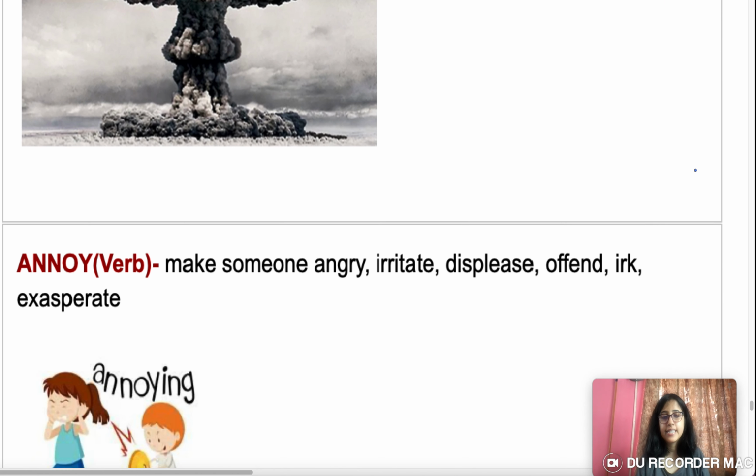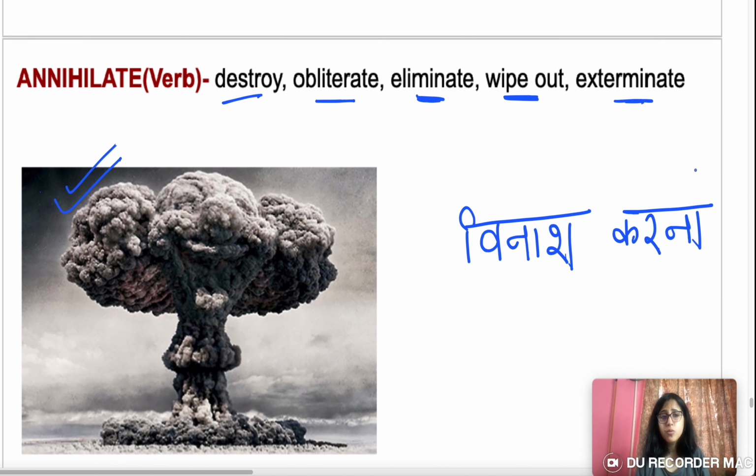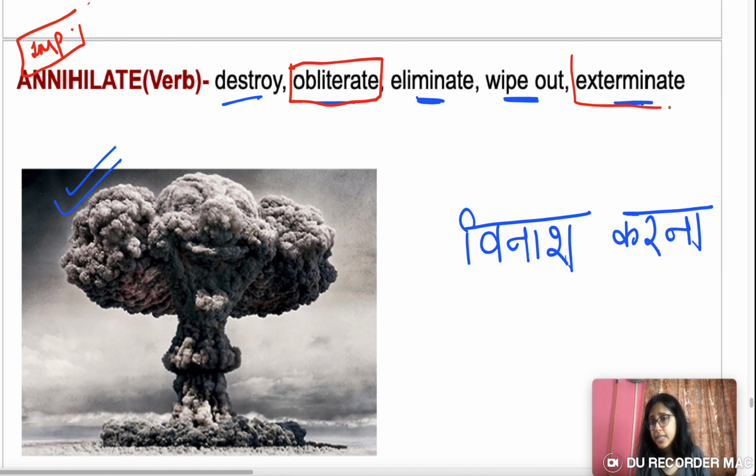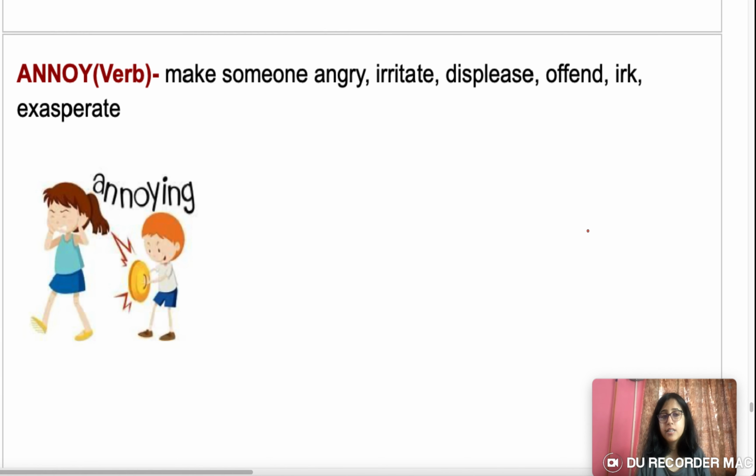Okay. Next. Now also annihilate is a very important word. Try to remember the synonyms as well, especially obliterate and exterminate. These two synonyms.